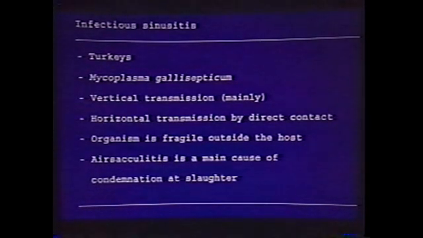Mainly, the organism is fragile and cannot survive outside for long. For this reason, horizontal transmission is perhaps of secondary importance. In addition to the sinuses, air sacs may become infected. There will be cases of exudate in the air sacs, and that's really a major cause of condemnation of turkeys due to infectious sinusitis at a processing plant.